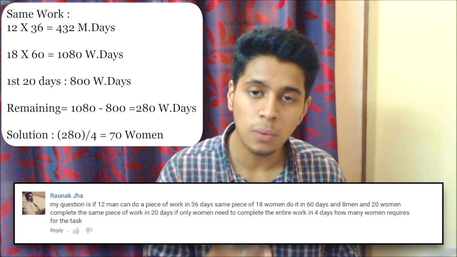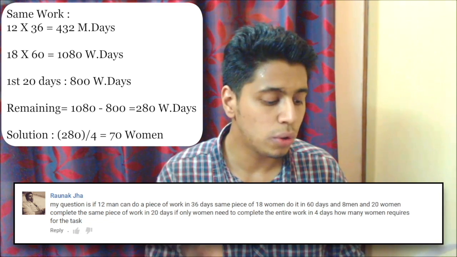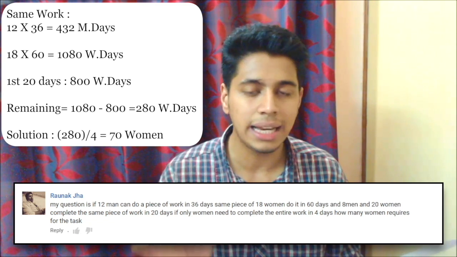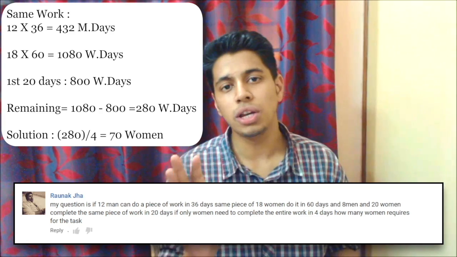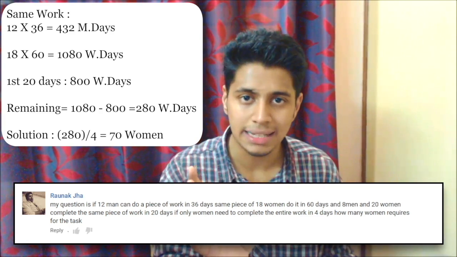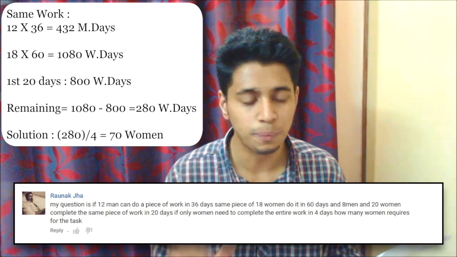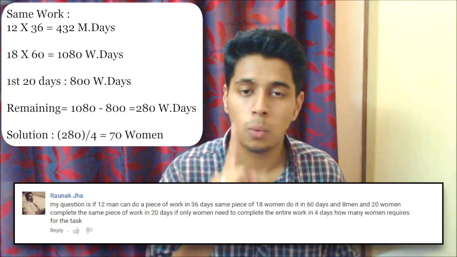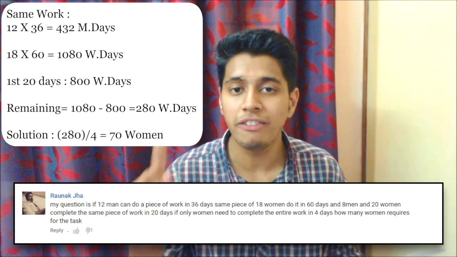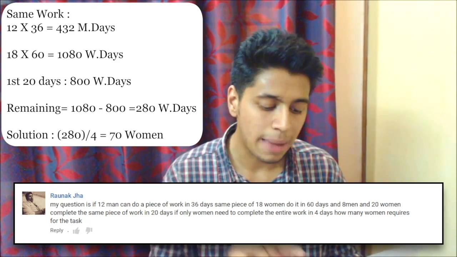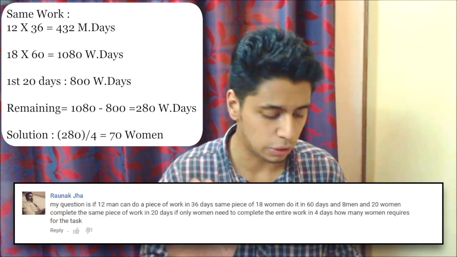Similarly, you can have 18 women that work for 60 days. So you can have 18 into 60, that is 1080 women days. Now from this what you need to know is that 432 man days is equivalent to 1080 women days. And this is your first clue. From here you come to know that 1 man day is equal to 2.5 women days. Okay, so M is equal to 2.5 W. This is your first clue.